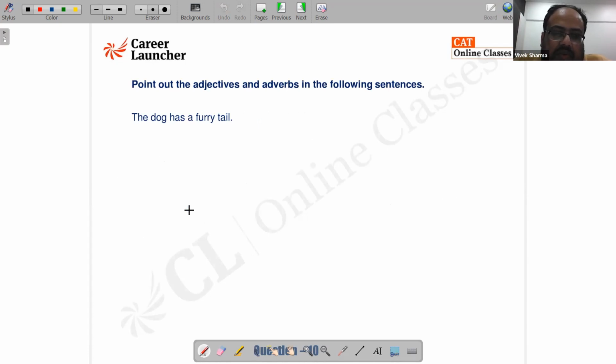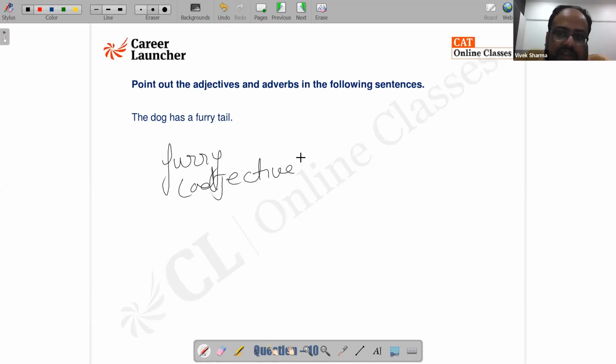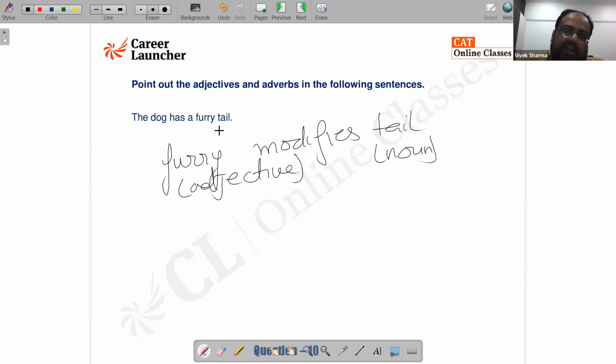What is the single word adjective or adverb in this sentence? Tanya correct, Ritik correct, Anubi correct. Anshul correct. The adjective is furry, which modifies tail, which is a noun. So what kind of tail? A furry tail. And because it modifies a noun, it's an adjective.